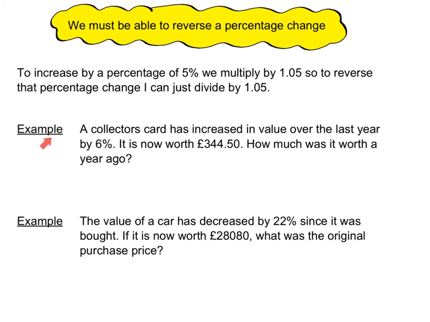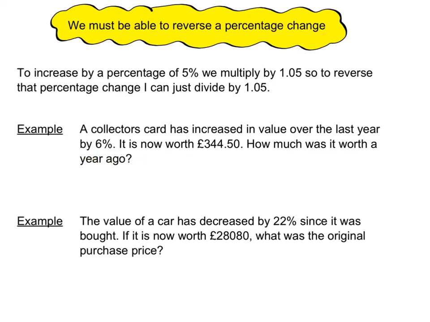When you're doing these examples, I need to pay particular attention to the timeline. So a collector's card has increased in value over the last year by 6%. It's now worth £344.50. How much was it worth a year ago? So this is the amount today, and what we're looking for is what the amount was a year ago, so in the past. It's already increased by 6%.